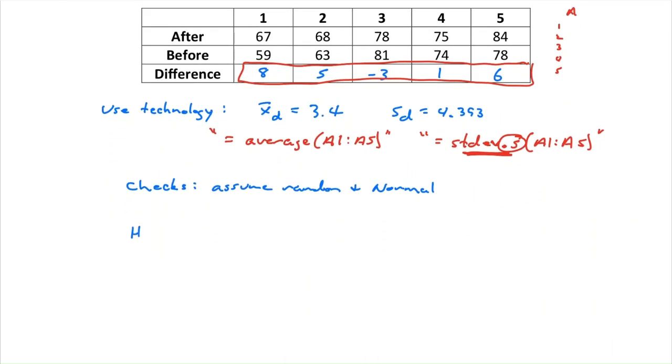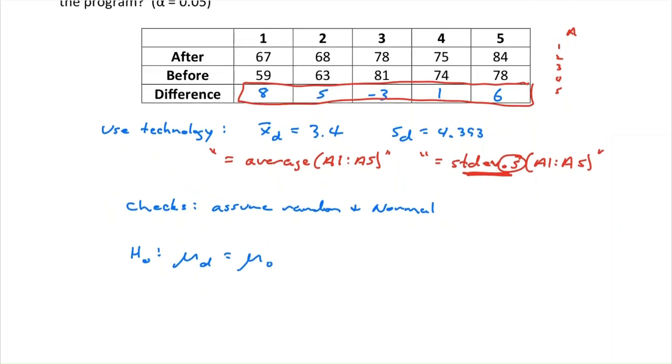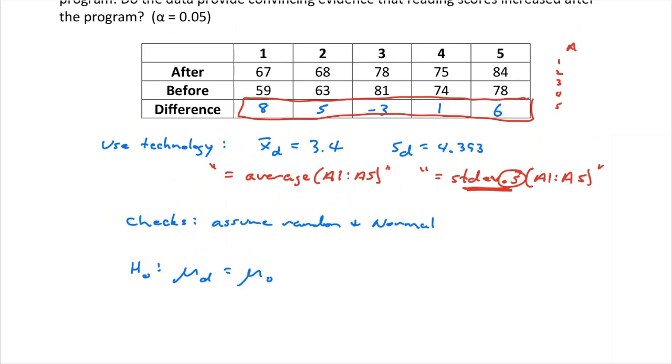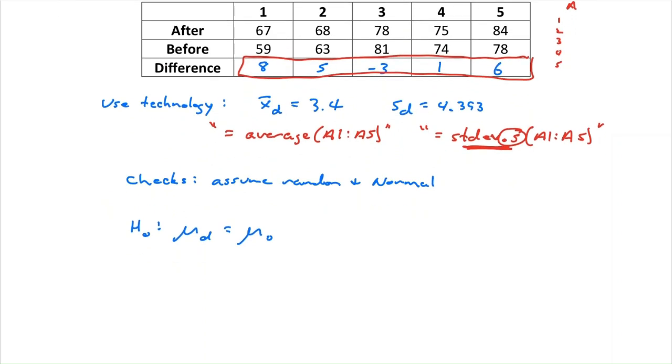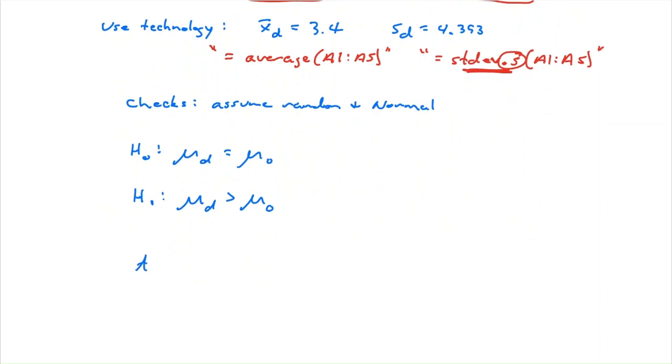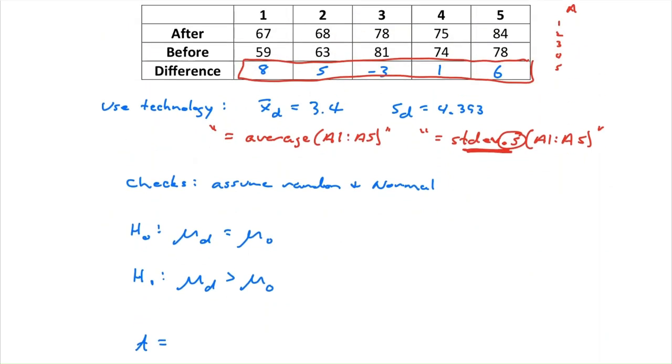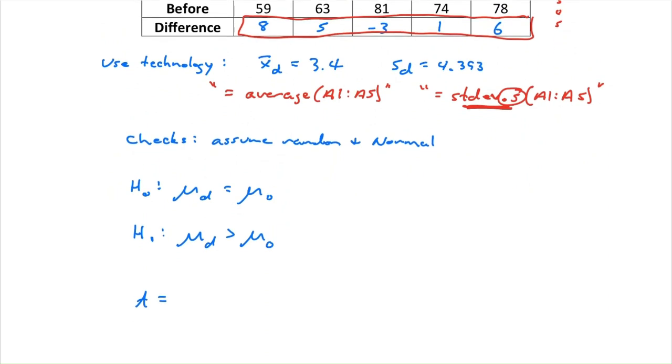All right, our null is that there is no difference, so we're assuming that the initial difference is 0. What we're curious to know is whether that reading program improved their scores. So we're looking at the mean of the differences being greater than mu0. So T is the mean of the differences, which is the 3.4 that we found earlier.